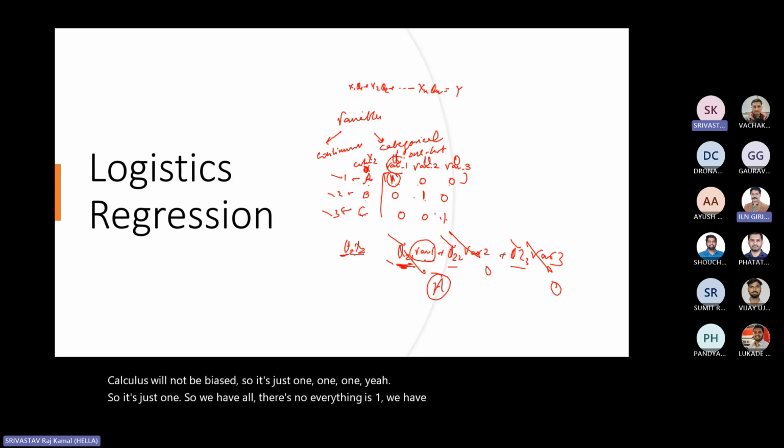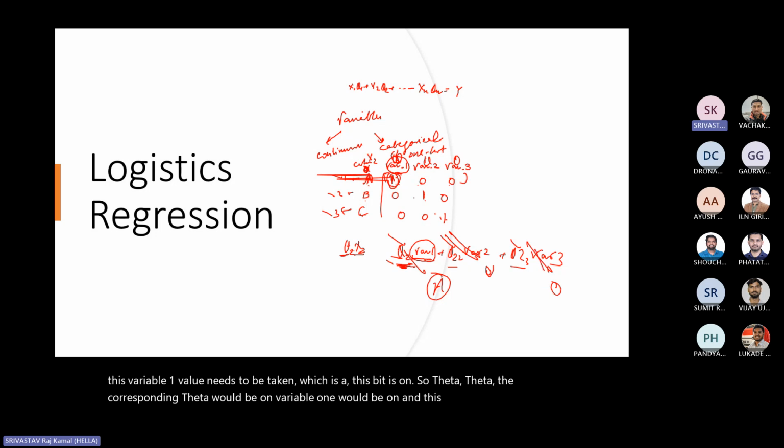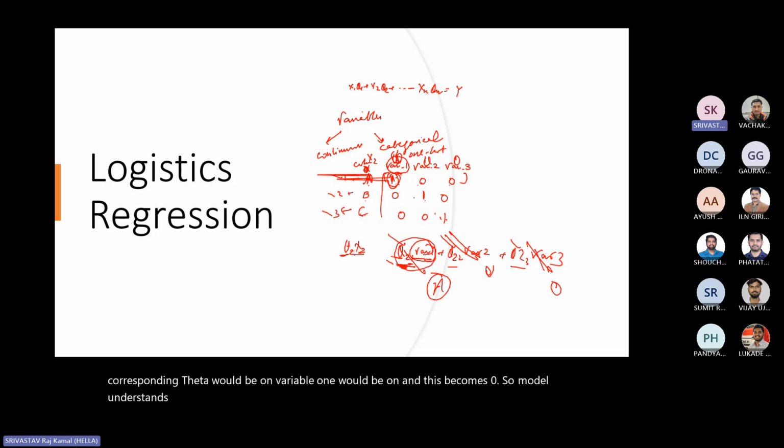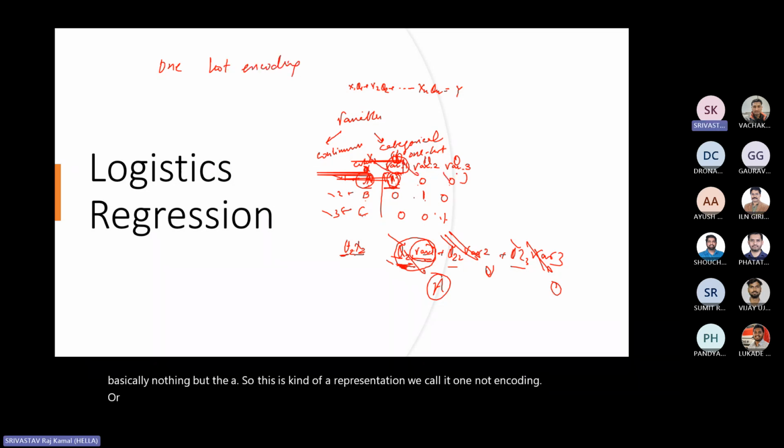So if this variable one value needs to be taken, which is A, this bit is on. So the corresponding theta would be on, variable one would be on, and this becomes 0. So the model understands that we are talking about something whose first bit is on, which is basically nothing but A. This is a kind of representation. We call it one hot encoding. These variables which we have incorporated here are known as dummy variables.